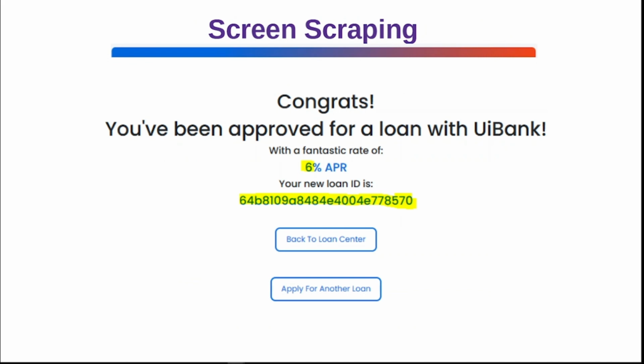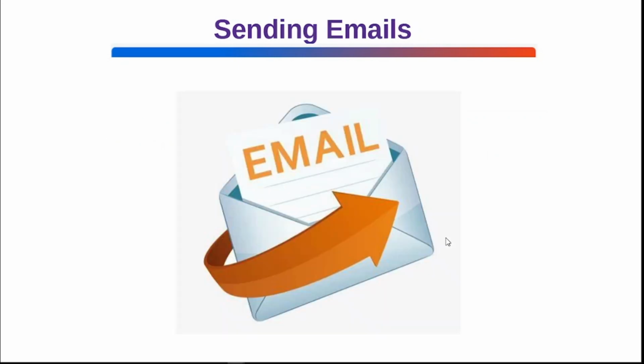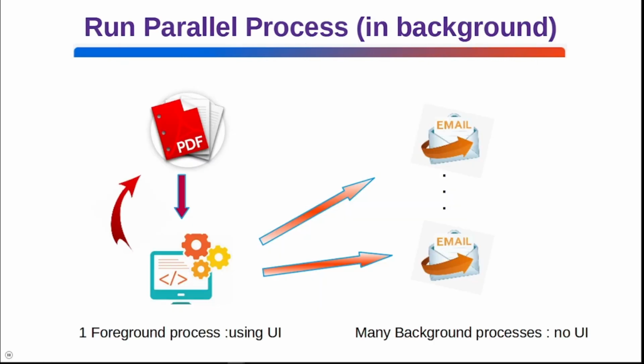We'll then be doing screen scraping. So once the result comes out, we need to extract the loan rate off the screen, and the loan ID off the screen, and then send that in an email to the applicant and tell them either that their loan was accepted or rejected.